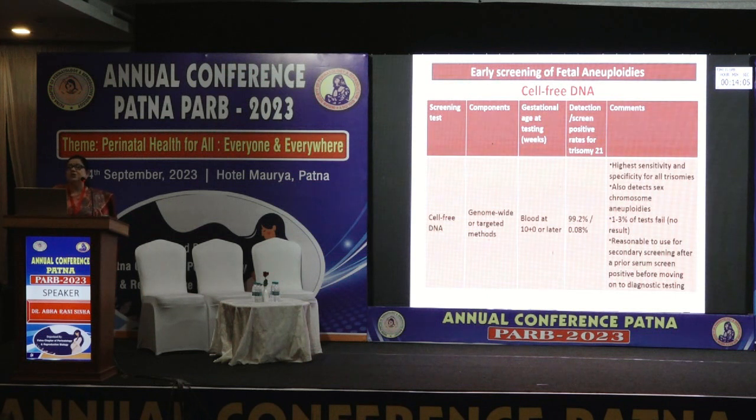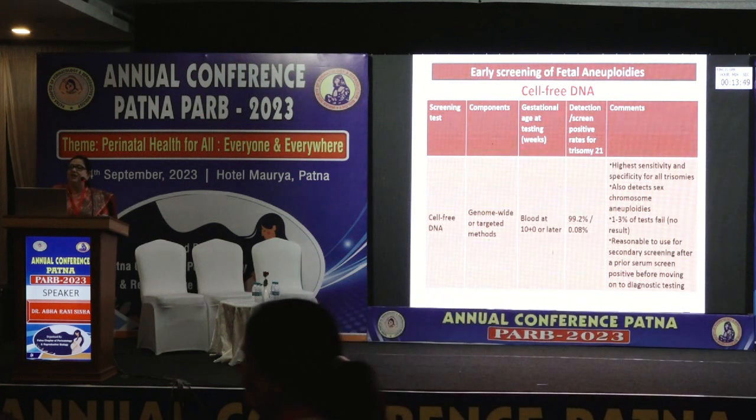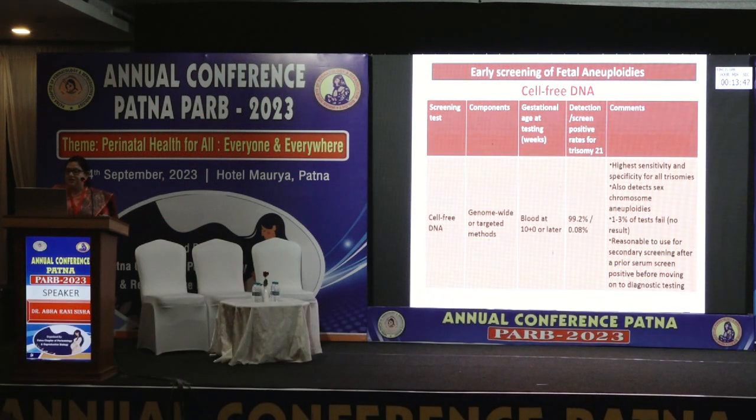Now the thing which is very much in is the cell-free DNA. We don't call it NIPT now, we call it NIPS, because it is still a screening test. We have to understand it's not a diagnostic test, it is a screening test, and therefore we call it non-invasive prenatal screening. And this has a very high sensitivity for trisomy 21, and it also detects sex chromosomal aneuploidies, and it is reasonable to use for secondary screening.